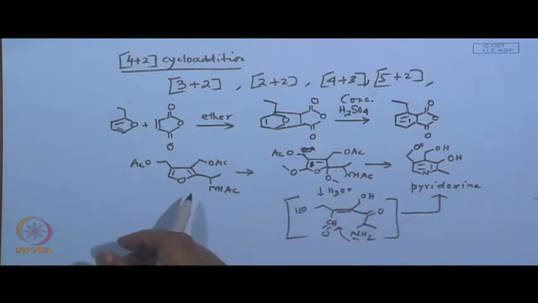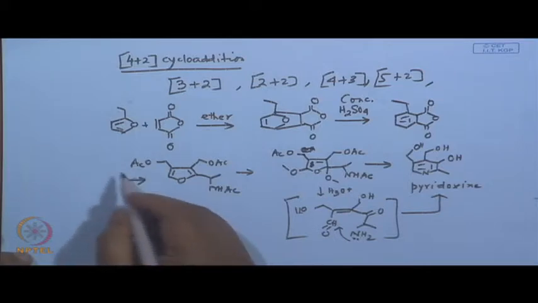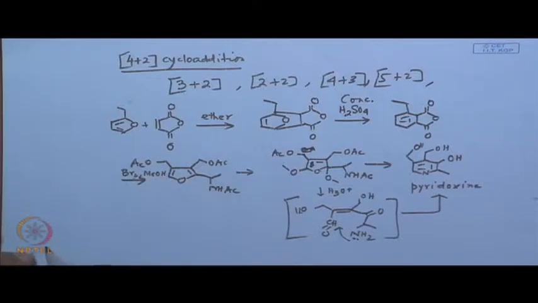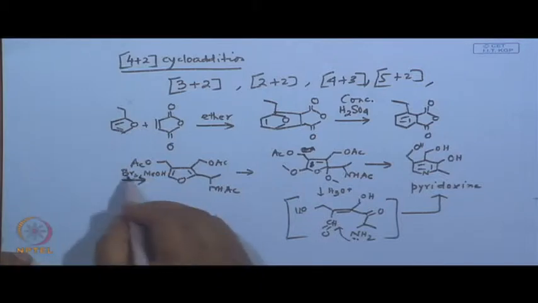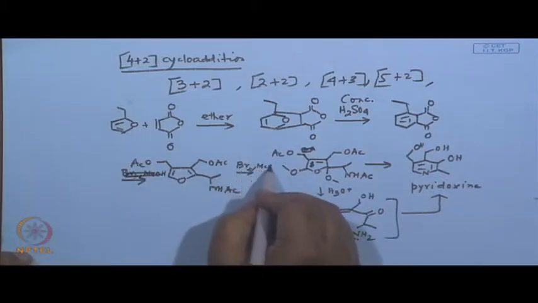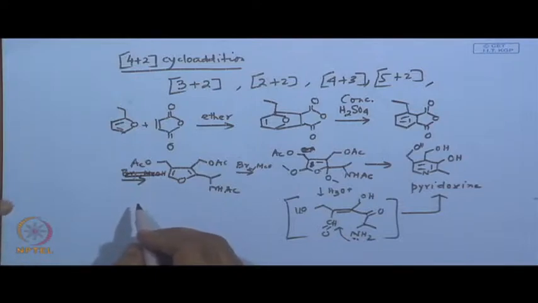And how to do it, I think all of us know. What is that? Bromine and methanol, the typical bromine and methanol reaction, which oxidatively adds to this one. So, here bromine and methanol. Now, how to make this? This is a way of making a functionalized furan. How to make a very functionalized furan?